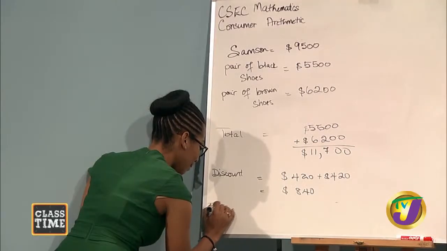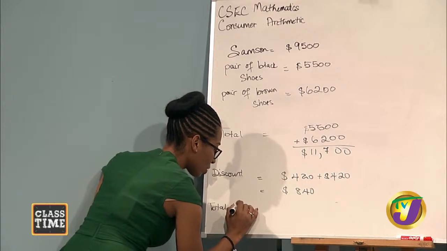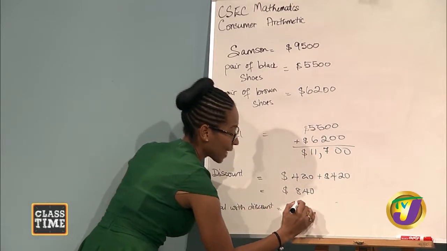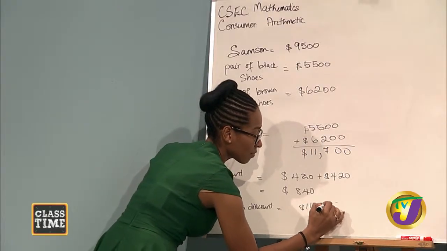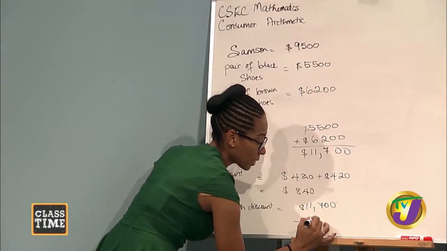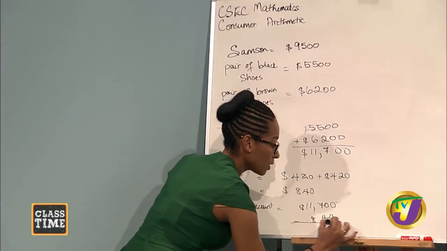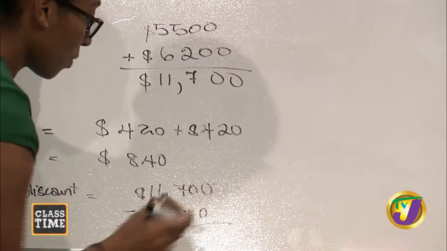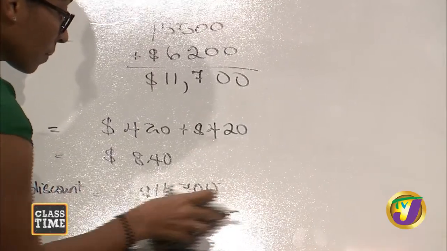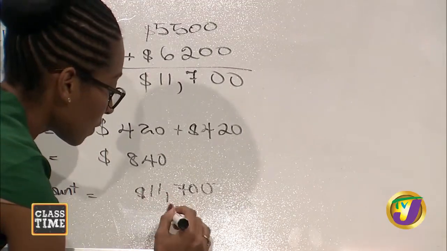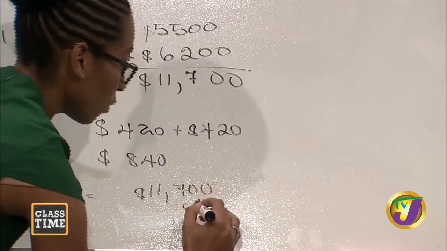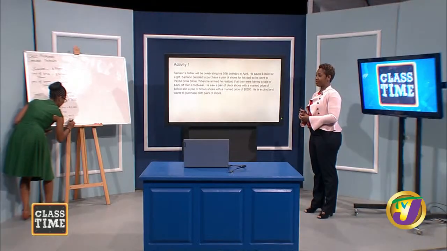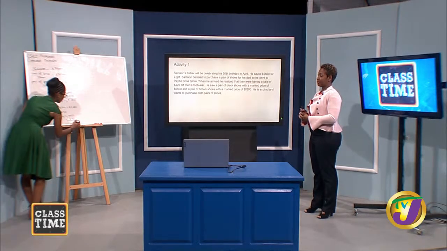So the total with discount would be $11,700, and I'm subtracting my $840. So this would give me, let me write this a little bit better so our viewers can see us. So it's $11,700 minus $840. So here we have now.